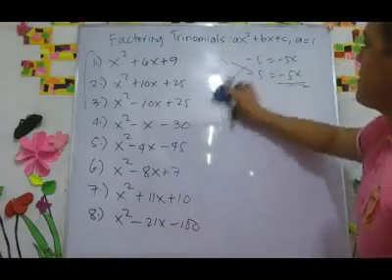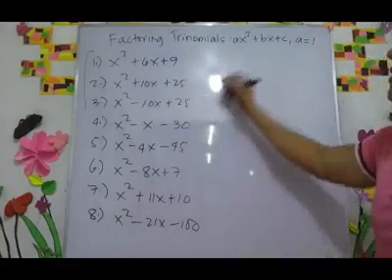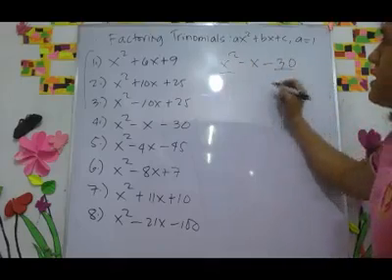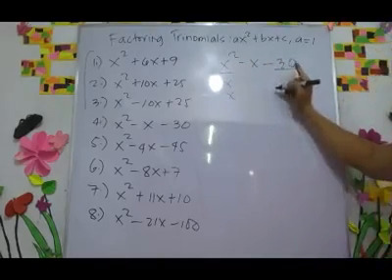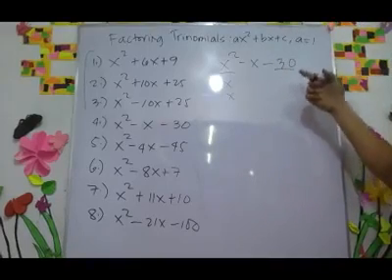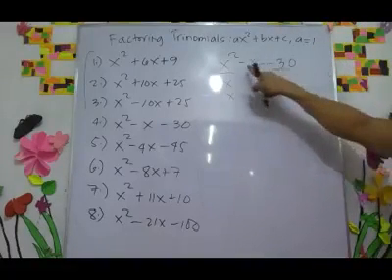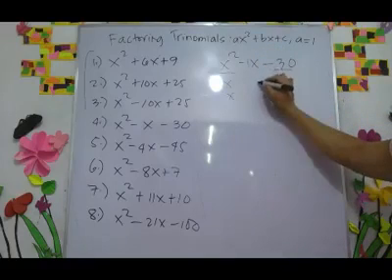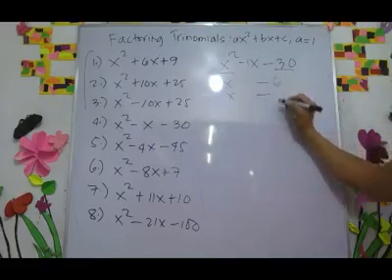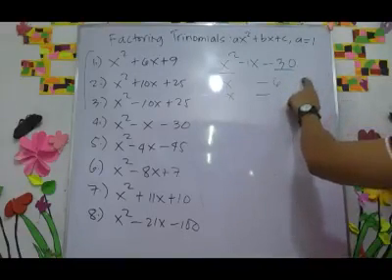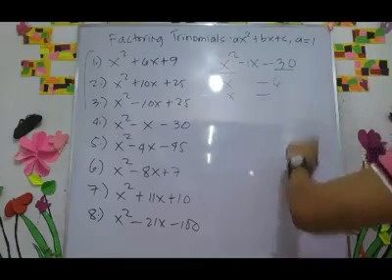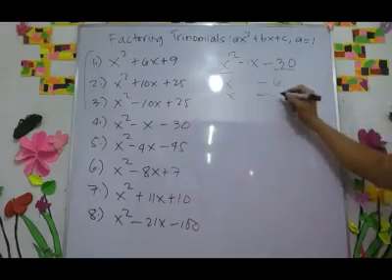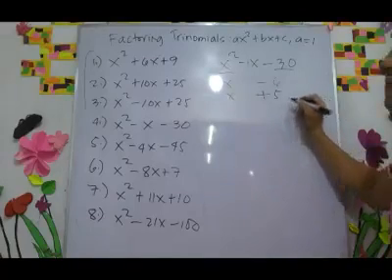Next one, teachers. If you're going to have x squared minus x minus 30, factor the first and the last. Here we have x and x. What are the factors of negative 30 that, if you add them, will give you negative 1, which is the middle term? We have a lot of factors of 30, like 15 and 2, 30 and 1, 6 and 5, 10 and 3. But the thing is, you always have to have a difference of 1, okay? So minus 6 and plus 5.